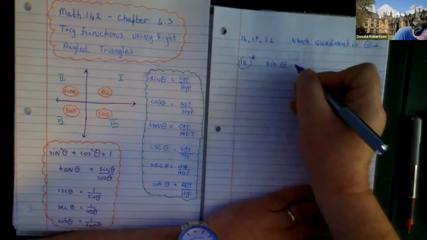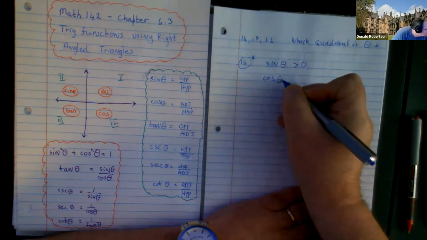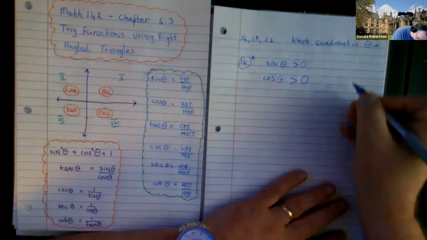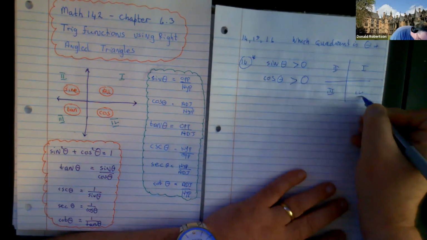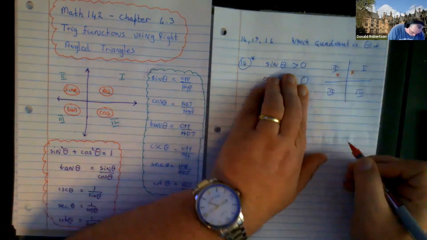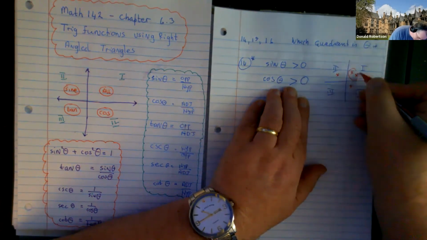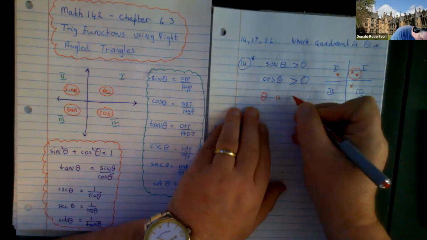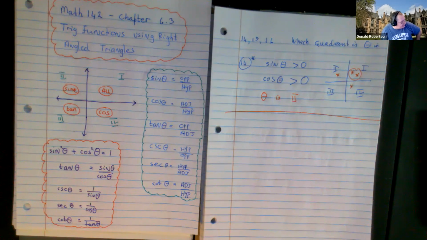The sine of theta is greater than 0, and the cosine of theta is also greater than 0. And if you do all sine, tan, cos, the sine of theta is positive in the first and second quadrant. The cosine of theta is positive in the first and fourth quadrant. That means theta is in the second quadrant. Are you comfortable with that? We've done a lot of questions like that. Agreed? That's deja vu, right?